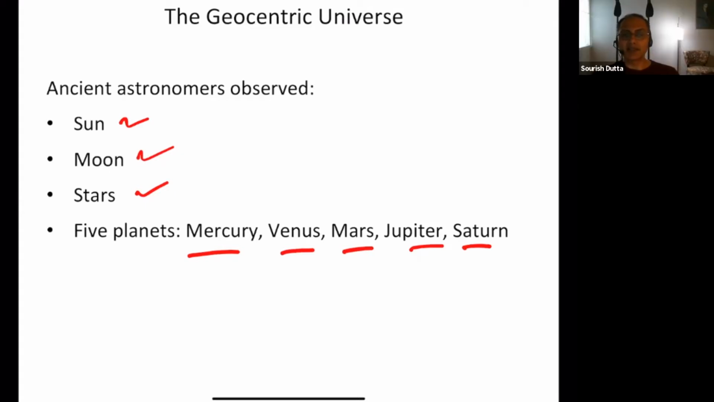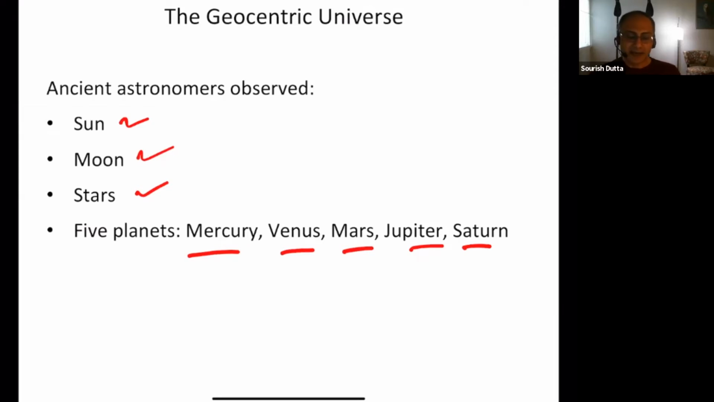It's not impossible to see Uranus with the naked eye, but you have to be very, very observant, and you have to know where to look. Neptune is practically impossible to see without some binoculars or a telescope. So in those days, they only knew about these planets: Mercury, Venus, Mars, Jupiter, and Saturn.